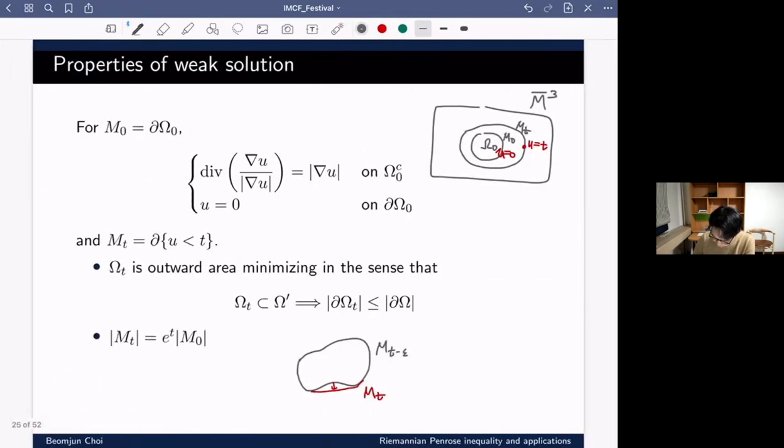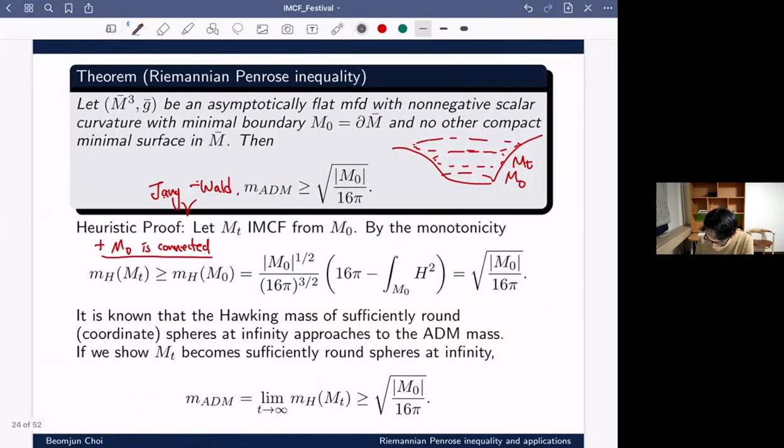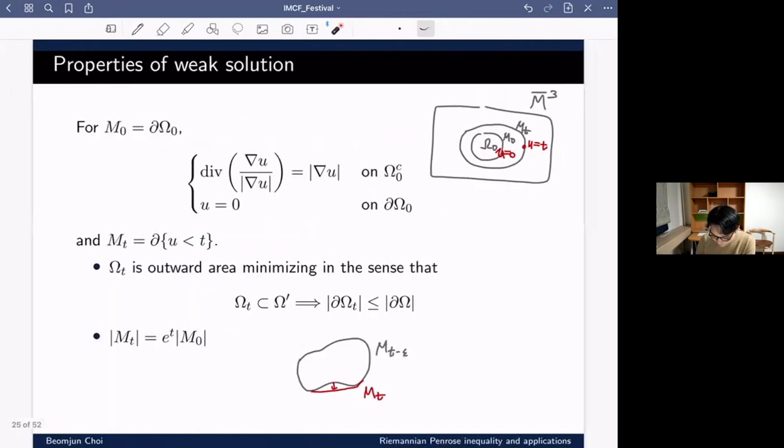Oh yeah, so the brief idea, this was written in some article. So the brief idea of why this weak solution also preserves this monotonicity of Hawking mass is the following. Suppose my solution is not smooth and has a jump. Then I want to show my weak solution still satisfies the monotonicity of Hawking mass. Remember, the Hawking mass is given by this.